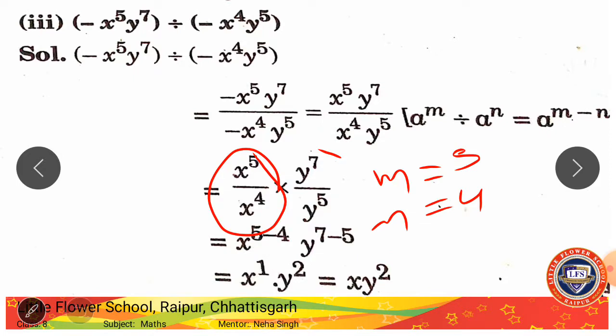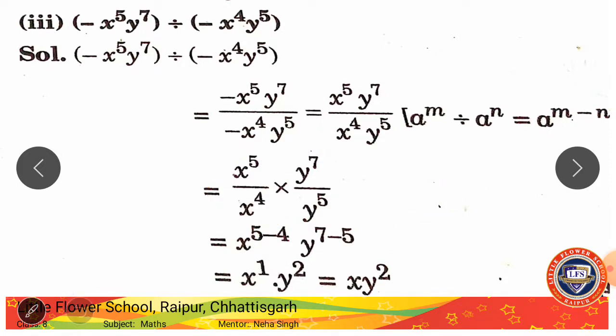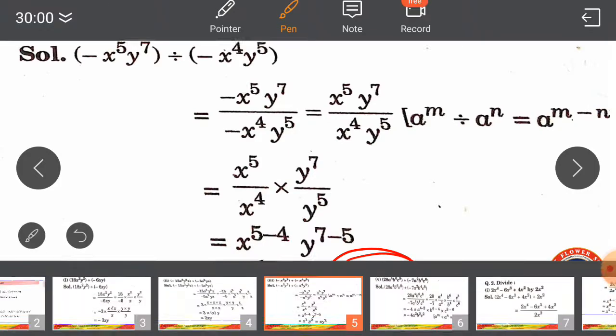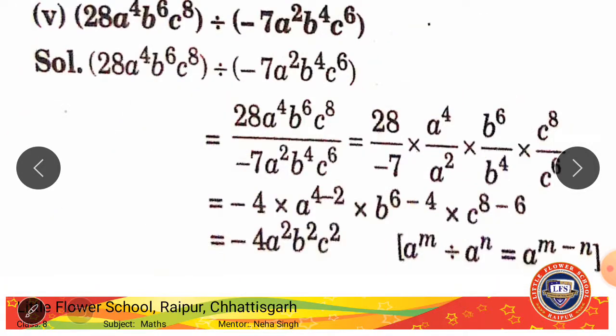And similarly for y, m means the first power is 7 and the second power is 5. So you will write y power 7 minus 5, right? x power 1 and y power 2. x y square, this is your answer. Okay. Moving on to the next question.